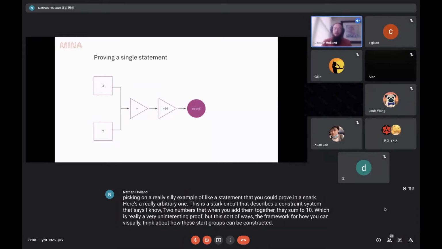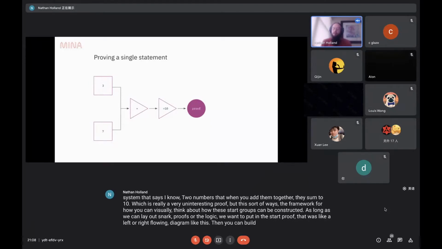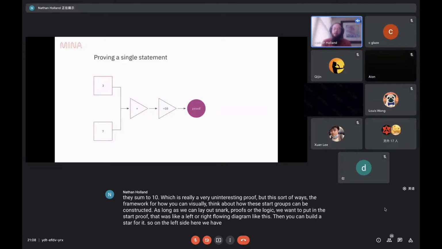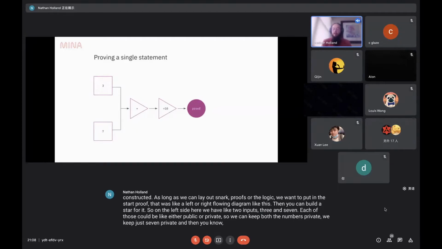As long as we can lay out the logic we want to put in the SNARK proof as a left to right flowing diagram like this, then you can build a SNARK for it. So on the left side here, we have two inputs, 3 and 7. Each of those could be either public or private. So we could keep both numbers private, or we could keep just 7 private, and give 3 to somebody and say, hey, I know a number that when you add it to 3 will equal 10.